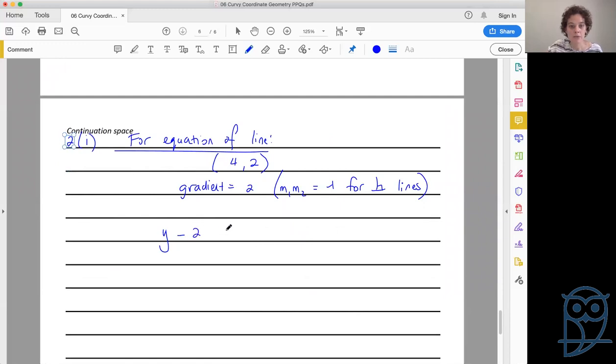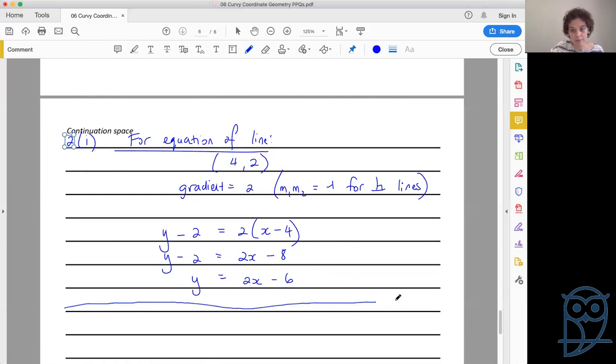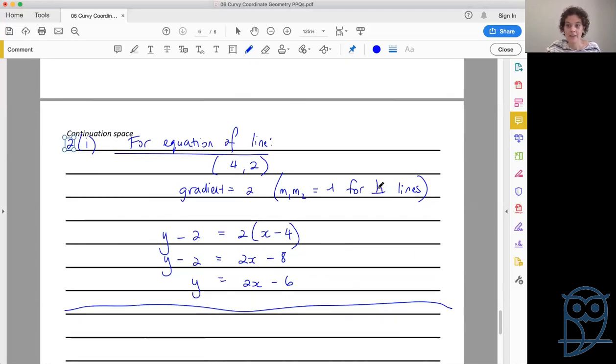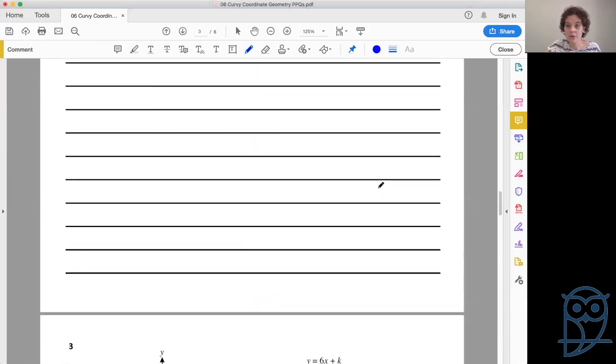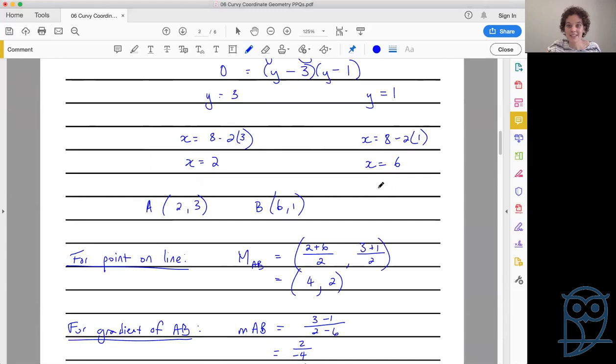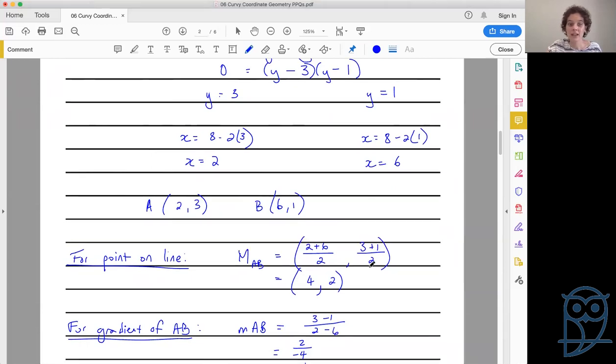y minus 2 equals m(x minus 4). y minus 2 equals 2x minus 8. y equals 2x minus 6. And there's our equation of our perpendicular bisector of AB. That was the end of that question. Okay, so hopefully there's no quick typing. There's no questions with that. Nice revision of straight line work.